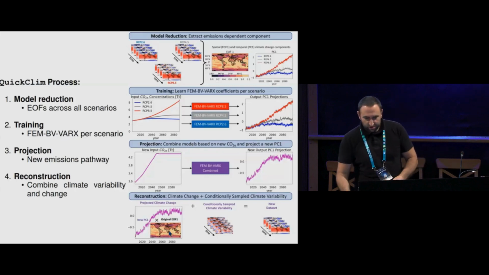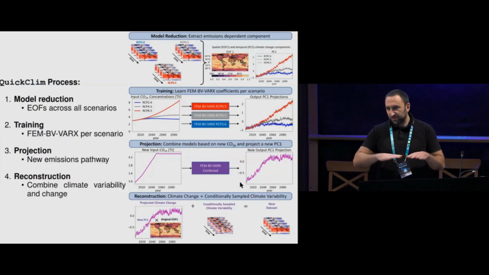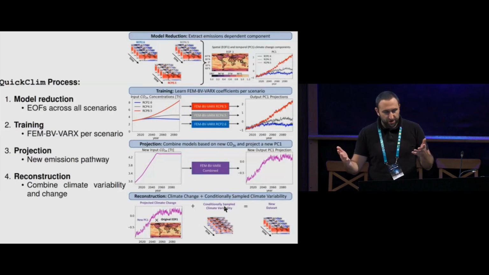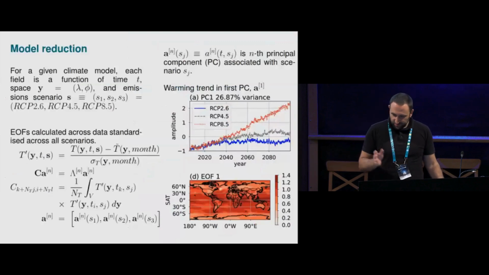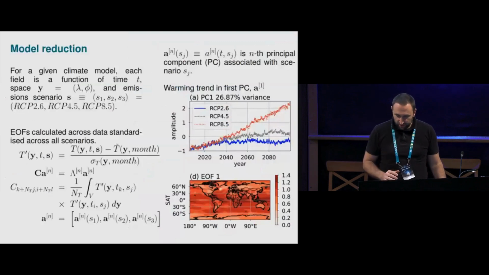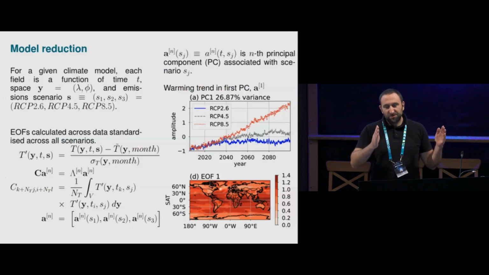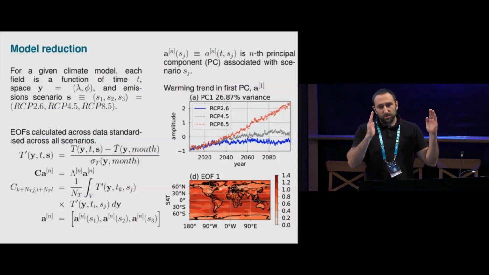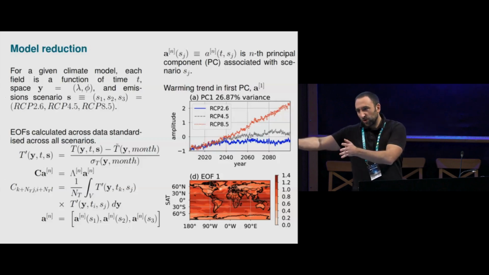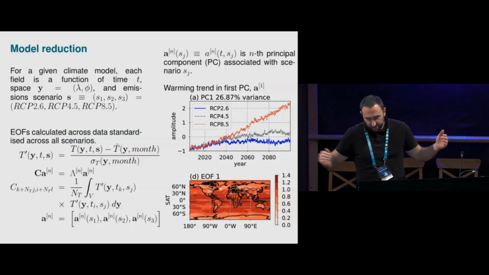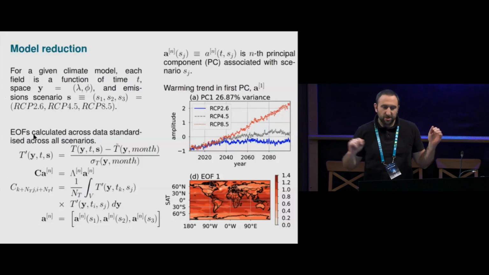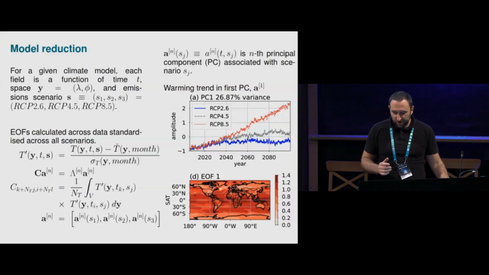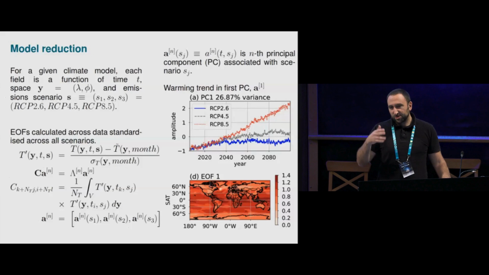First is the model reduction part. Here I'm illustrating just for surface air temperature, but it's a multivariate approach. We can reconstruct many variables all at one hit, but for simplicity, I'm just going to show you how we do it for surface air temperature. The trick here is you effectively have to concatenate together all of the different scenarios into one data set. And then you calculate climatological averages across all scenarios and all time, and climatological standard deviations, and then you normalize your data set by these climatological quantities.